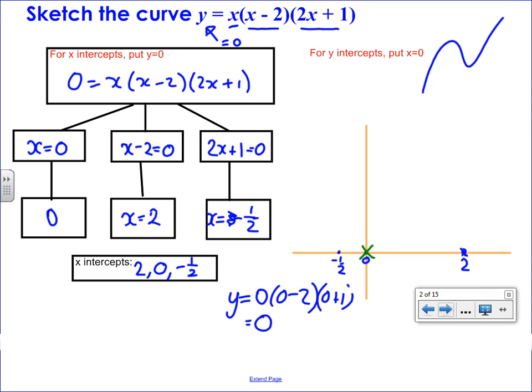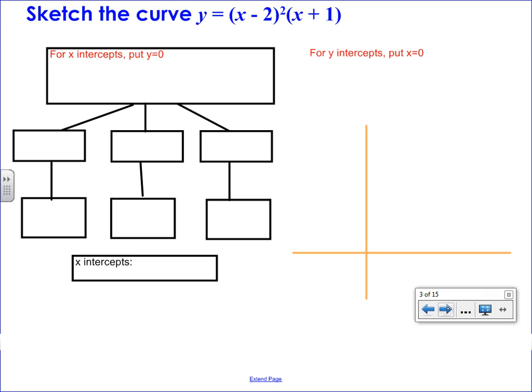And then all we need to do now is join it up. Well, we know it's a positive x cubed, so it's not this shape, that's a negative cubic. It's the positive cubic shape. So it goes up through there, down through there, and up through there. Beautiful. And it's turning halfway between each of the roots. Lovely. Okay, let's try another one.